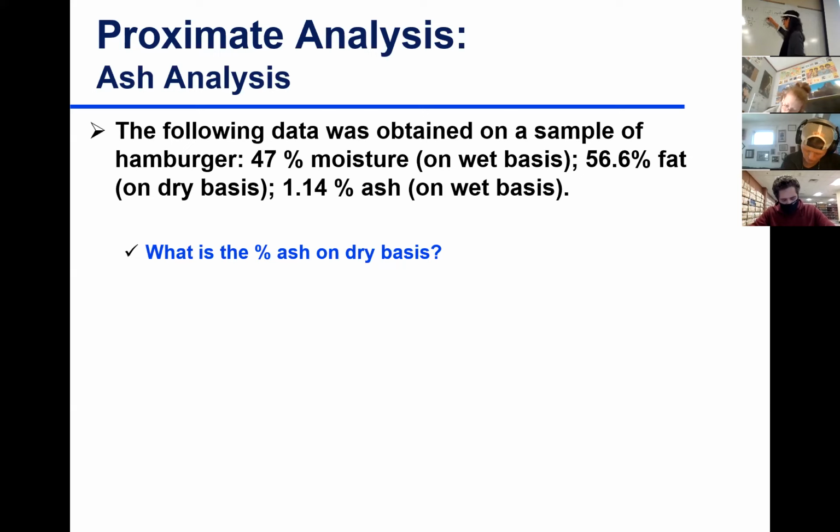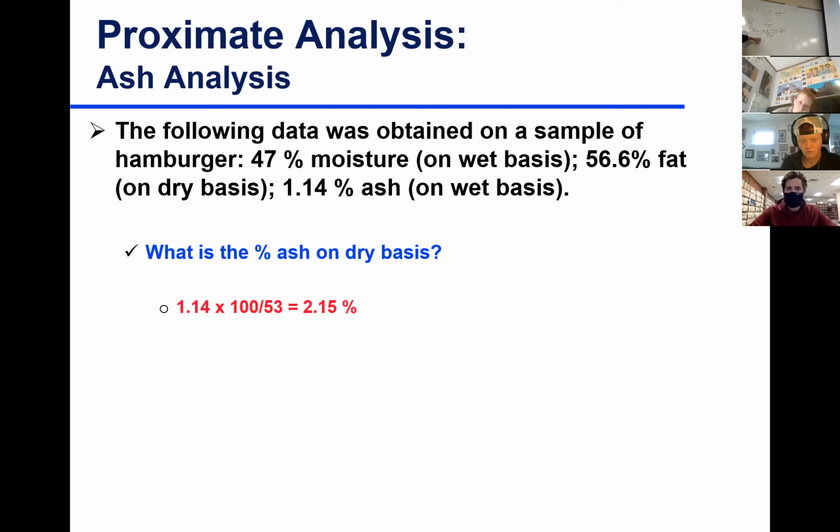So what would be my percent ash in 100 grams solids? So basically solving for X. So 100 grams times 1.14 grams over 53 grams. I'll get my grams per 100 grams, which is 2.15 grams per 100 grams. That means percent. So that's the quick answer right there.